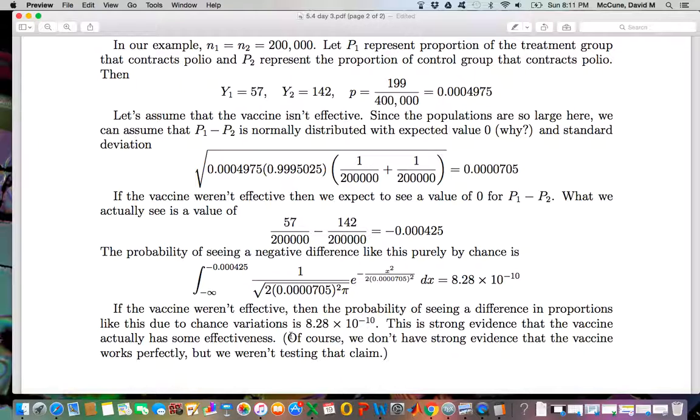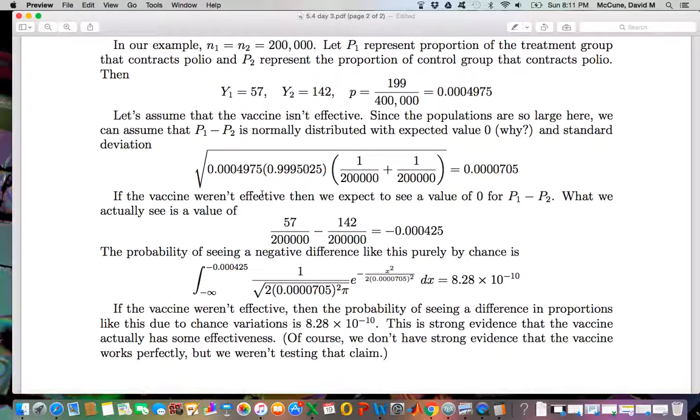Now, of course, the vaccine is not perfect. We did have 57 vaccine kids get polio, but we weren't testing the claim that the vaccine was perfect. We were testing the claim that the vaccine had some effectiveness.